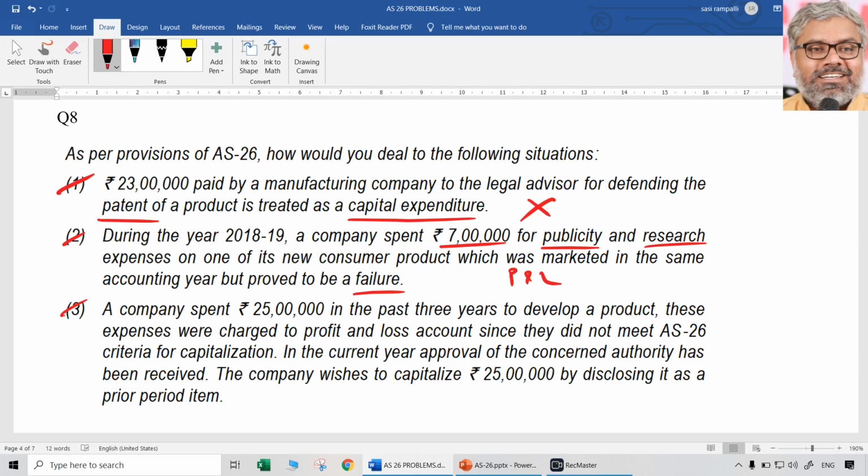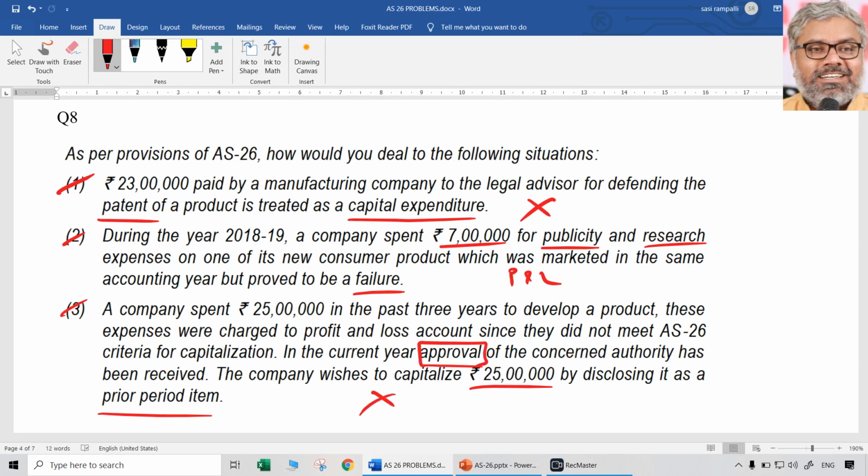Third point, a company spent 25 lakhs rupees in the past 3 years to develop a product. These expenses were charged to the P&L account since they did not meet AS26 criteria for capitalization. In the current year, approval of the concerned authority has been received and the company wishes to capitalize 25 lakhs by disclosing it as a prior period item. No, that is not correct. Prior period item is only possible when there was an error or omission in the earlier years. Earlier, there was no error or omission. It did not meet the criteria for capitalization. Once it did not meet, it did not meet. Suddenly now, some approval of concerned authority comes, they cannot capitalize it. So that is also wrong.